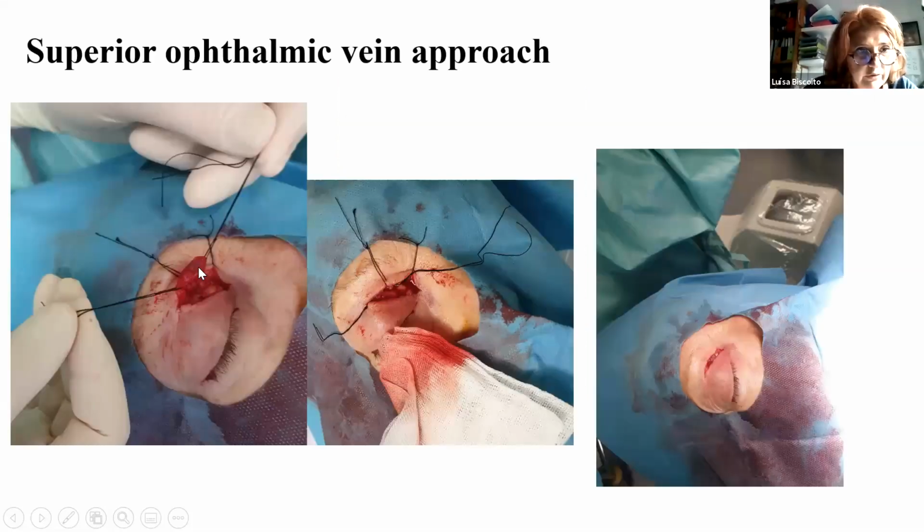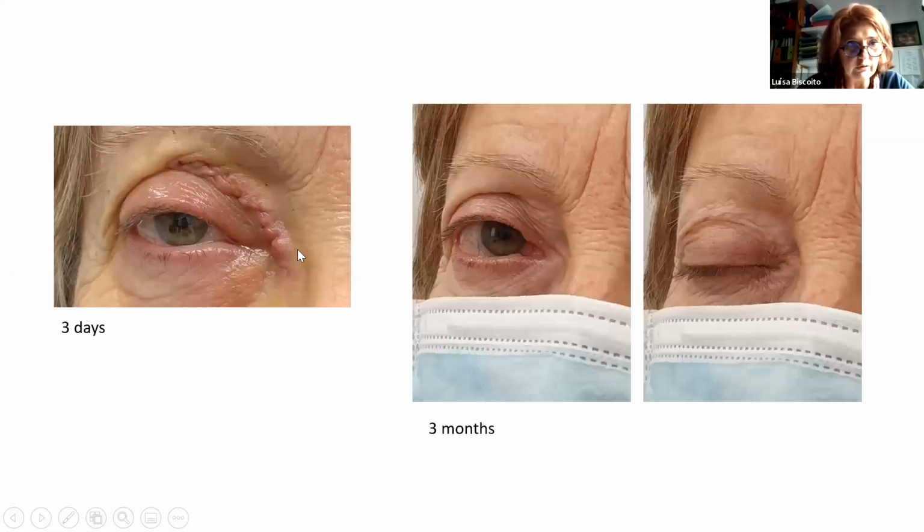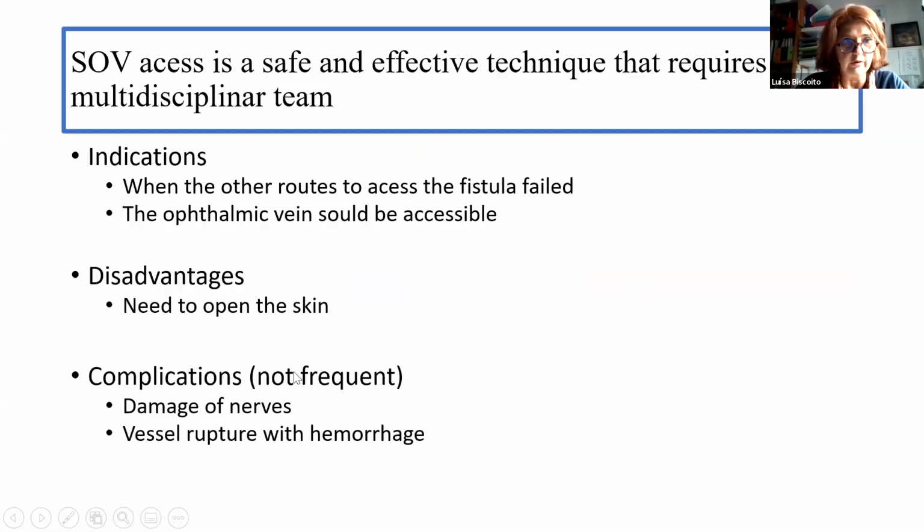And here we see after that the point where we punctured, and the integrated vein, we did not destroy the vein, and finally the scar and the suture. This is after 3 days, and this is after 3 months, that we don't even see anymore where the scar was. So the SOV access is a safe and effective technique that requires a multidisciplinary team.